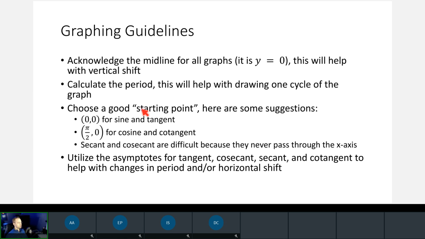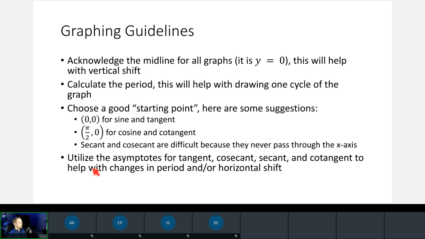Having a good starting point is important. For sine and tangent, starting at the origin, the parent function, is a good starting point. And for cosine and cotangent, maybe starting at pi over 2 comma 0 would be a good starting point. This is because these are the midpoints, right, if you were to graph this.